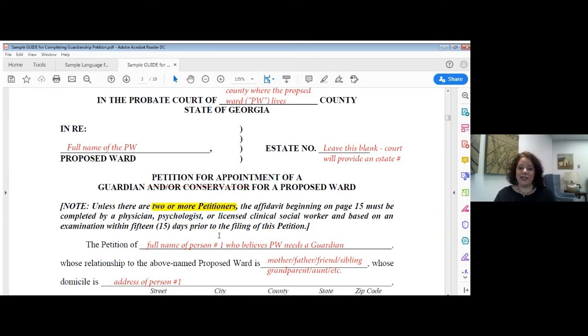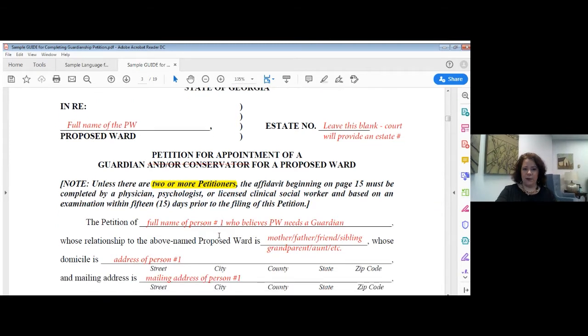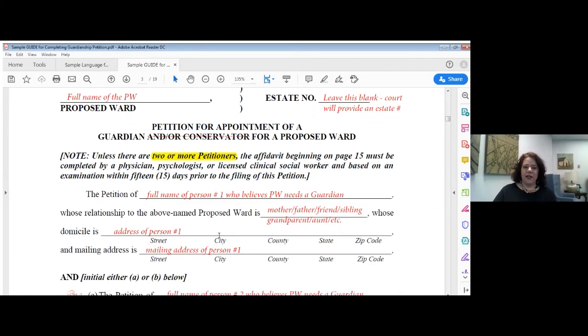Over there on the right where it says estate number, you will note I've said leave blank. Court will provide an estate number. Like anything, doctor's office, school, whatever, we always get assigned a number. So that's going to be the estate number that will be assigned to your child's guardianship, and you just leave that blank and the court will fill it in at the time that you file the petition.